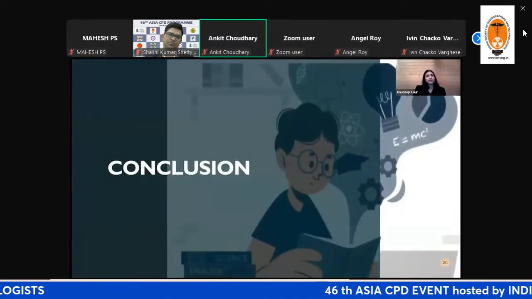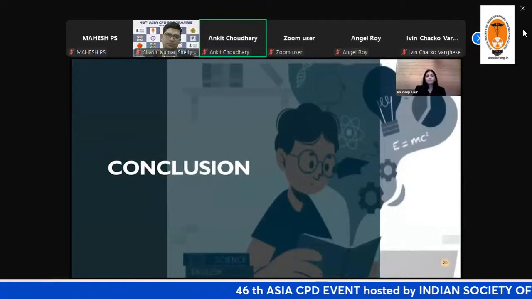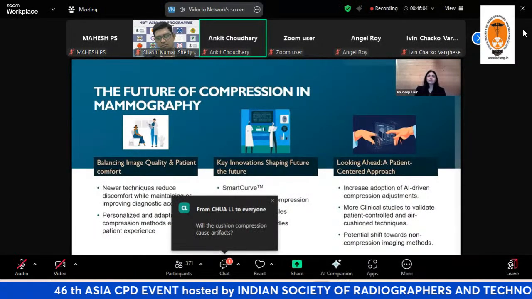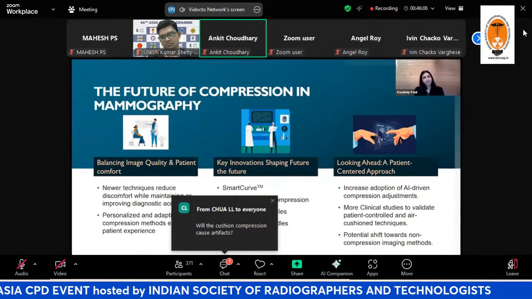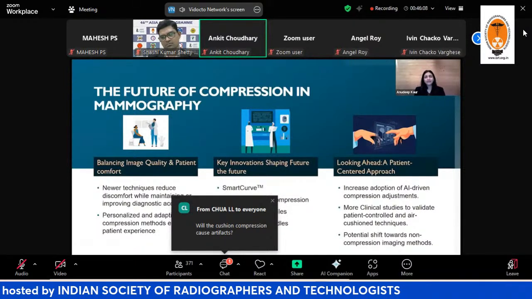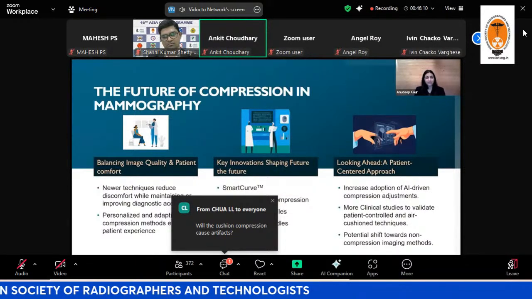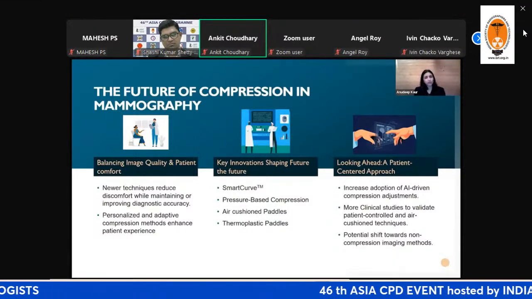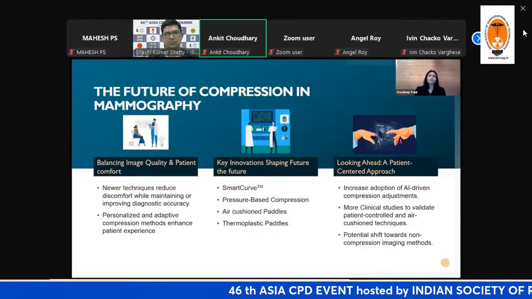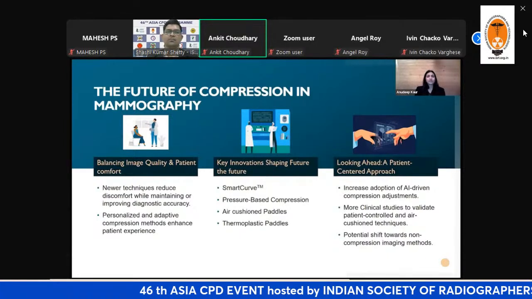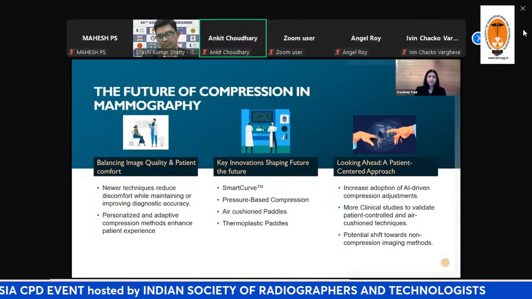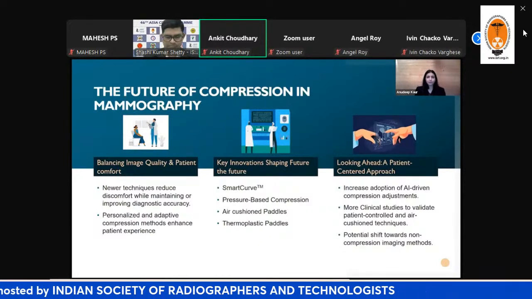So in conclusion, what we have seen is that for the future, what we need is to balance image quality and patient comfort. We require imaging compression devices which can reduce the discomfort and give us the optimum image quality at the same time, right? So what we are looking forward to are new techniques where the discomfort is reduced and the image quality is optimal.